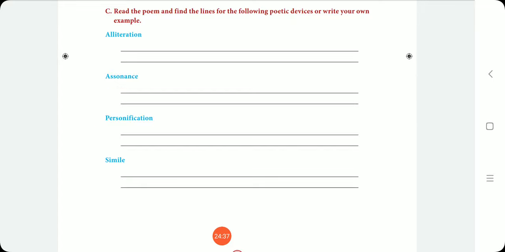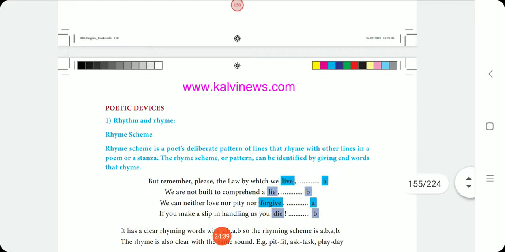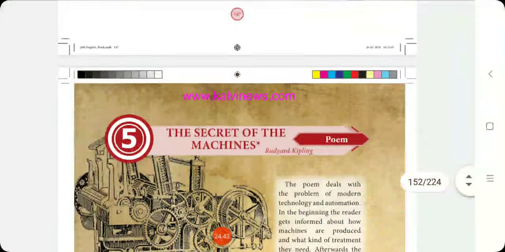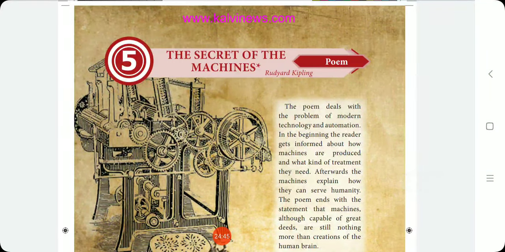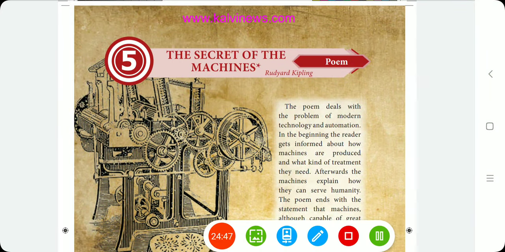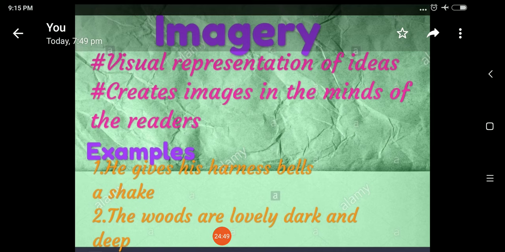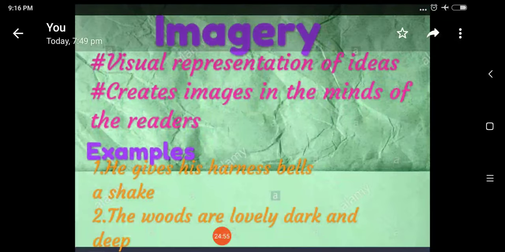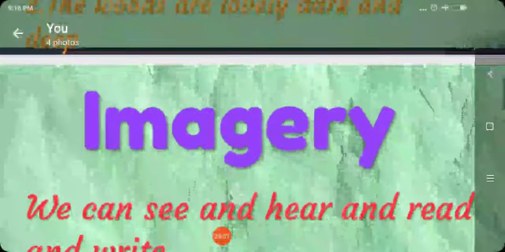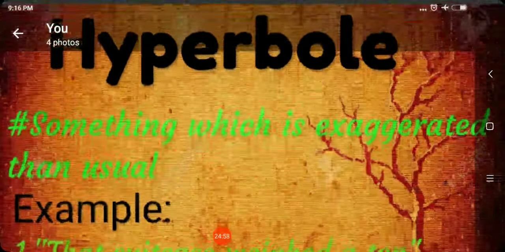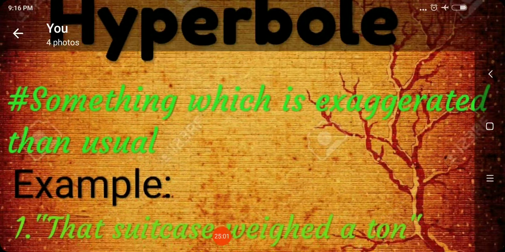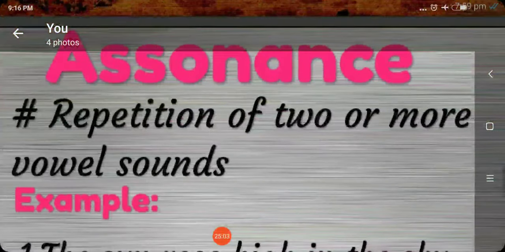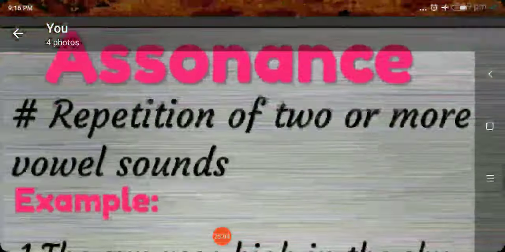Okay. So we have completed the figures of speech from the poem The Secret of the Machines. So in today's class we have seen imagery and we have seen hyperbole. We have seen what is assonance.